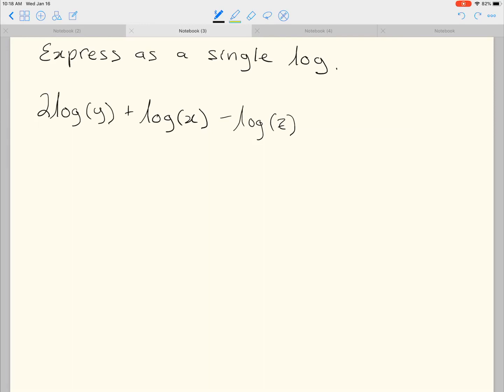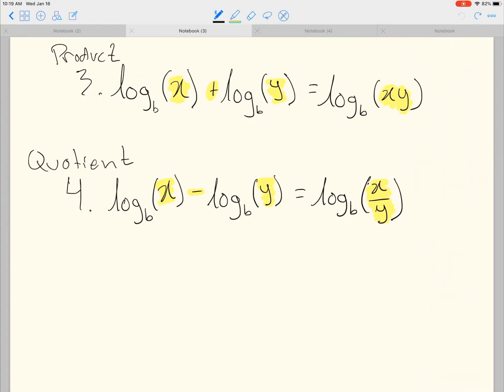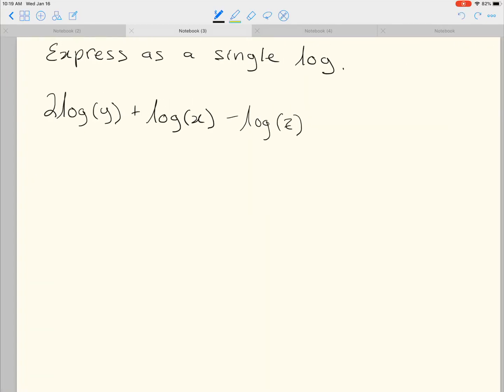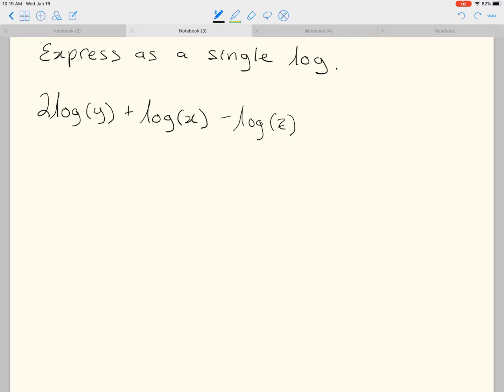So in this video, I'm going to go over two examples of typical questions for logarithms. In this one, we're asked to express as a single log, so we're going to be using the product rule and the quotient rule. What I'm going to do is focus on these two logs right here first.